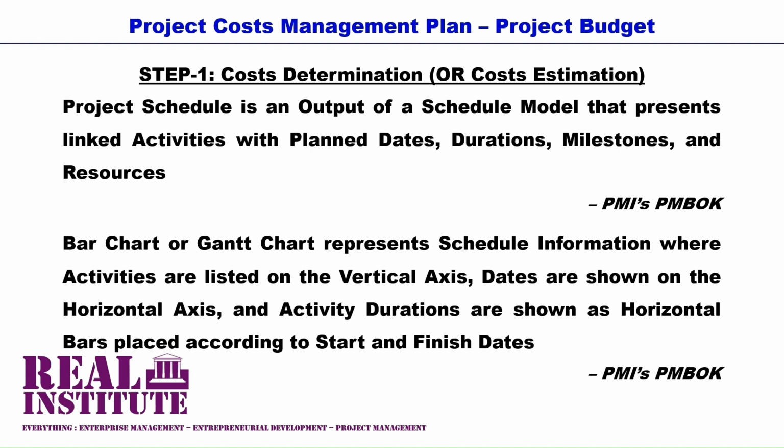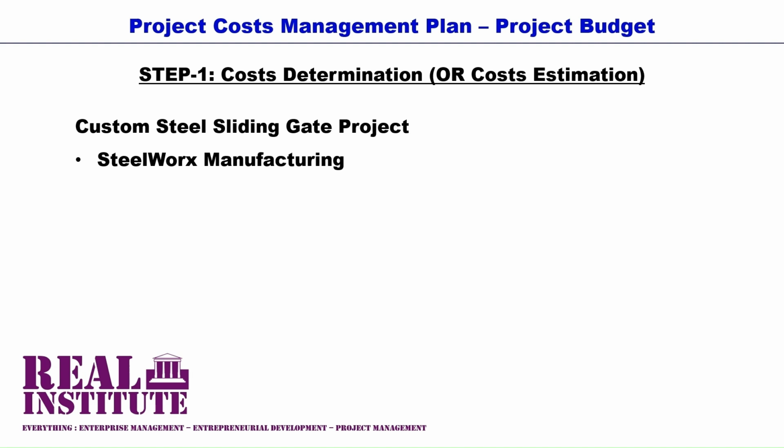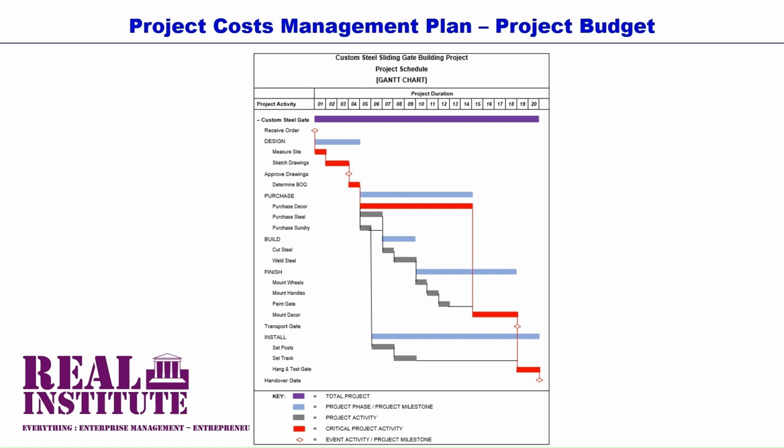As it's been the case for the other videos that deal with project planning on this Real Institute channel, we will use as a case example a project that is undertaken to build a custom steel sliding gate for a customer. It is a project that is undertaken by Steelworks Manufacturing. The project schedule for this case project is as demonstrated.